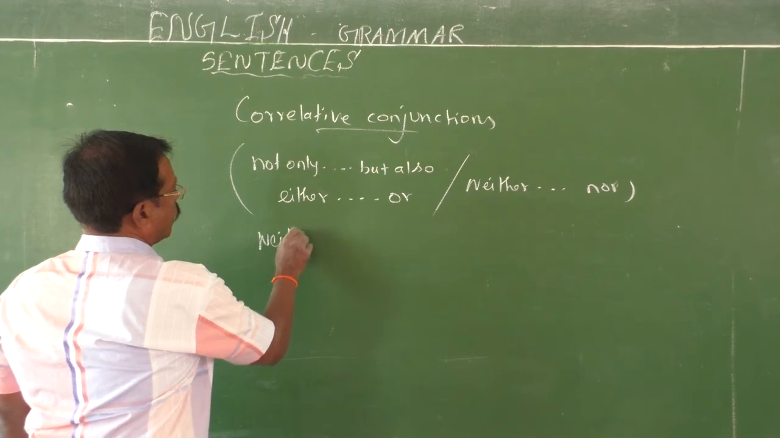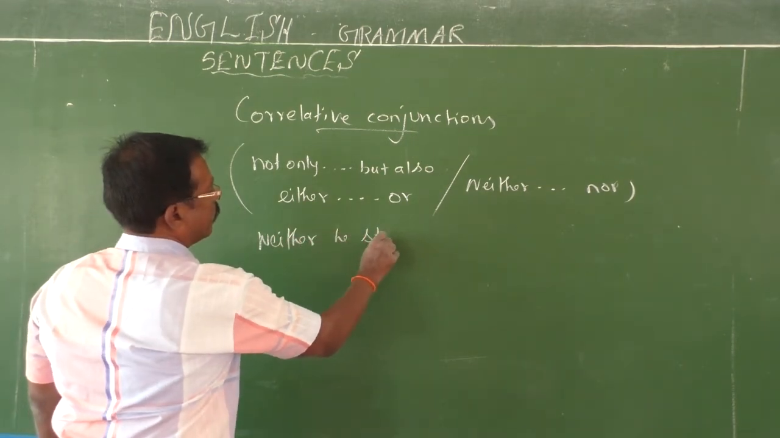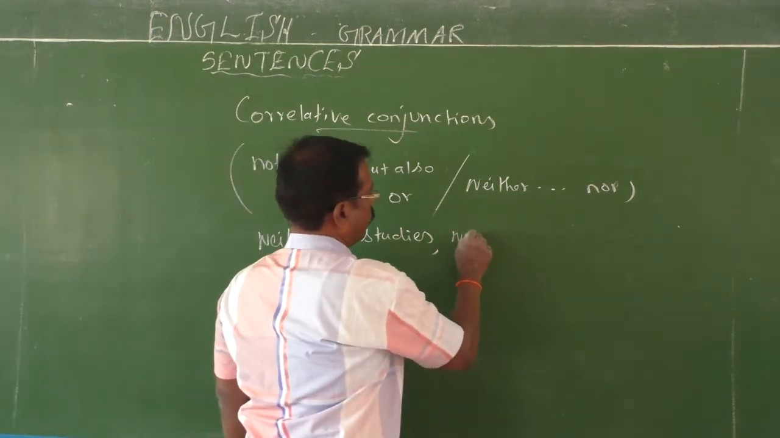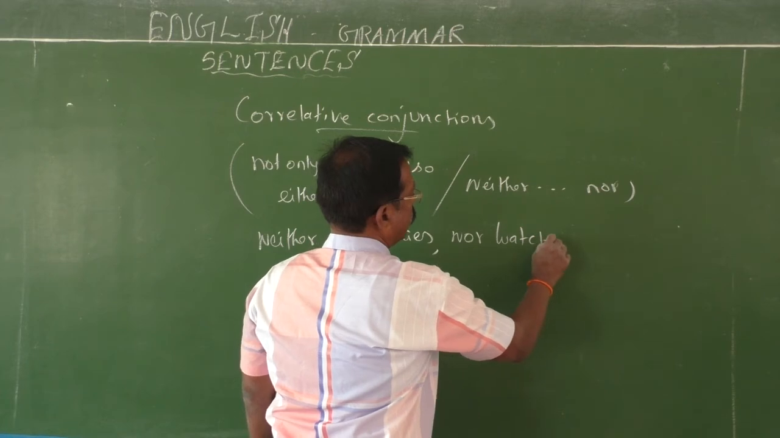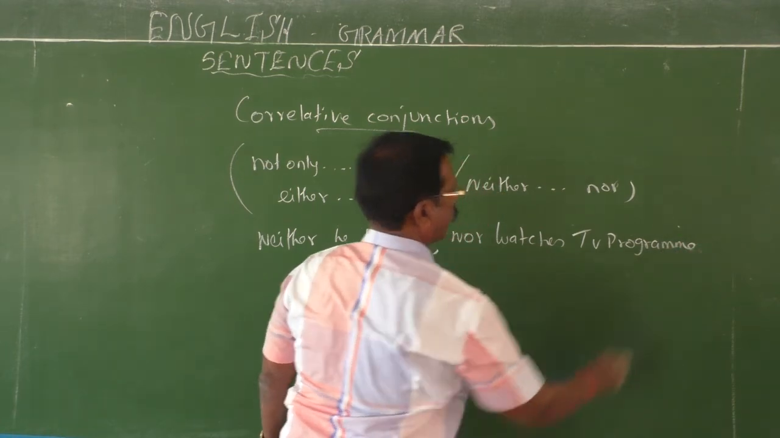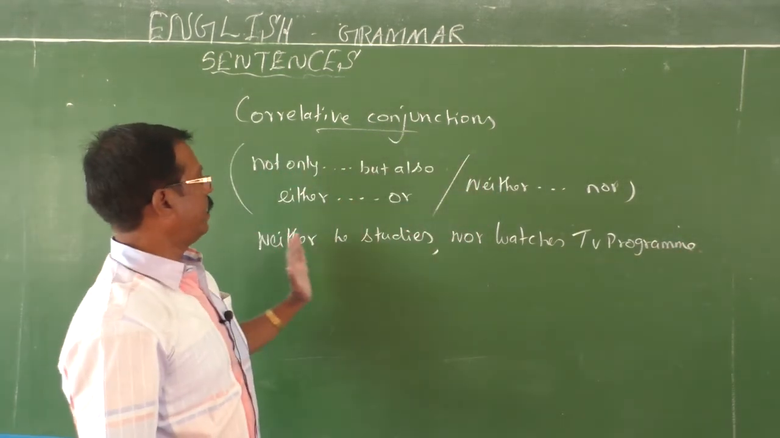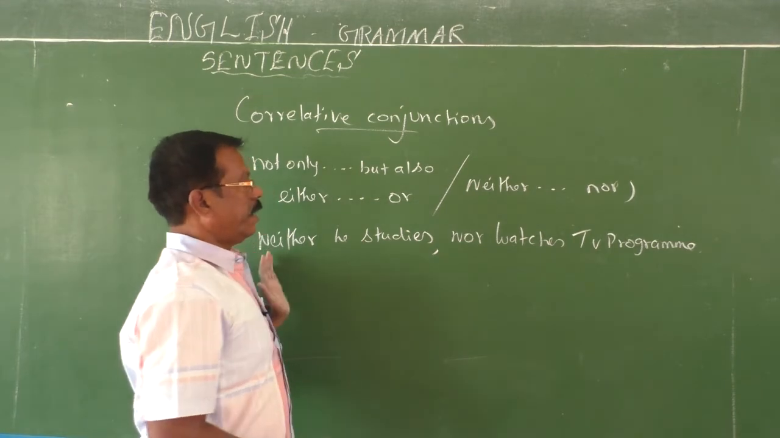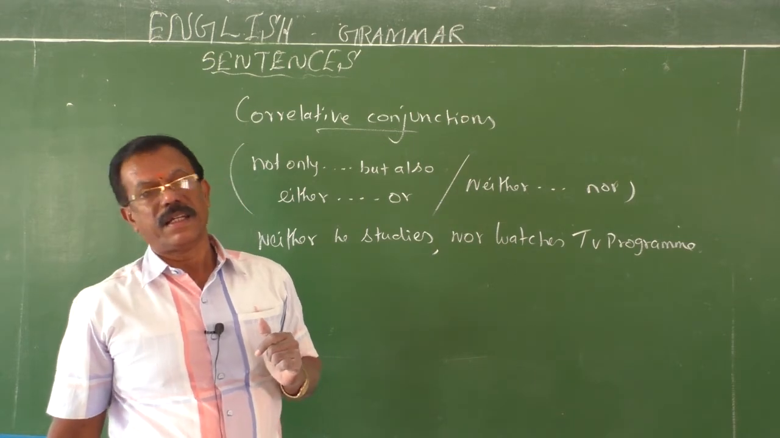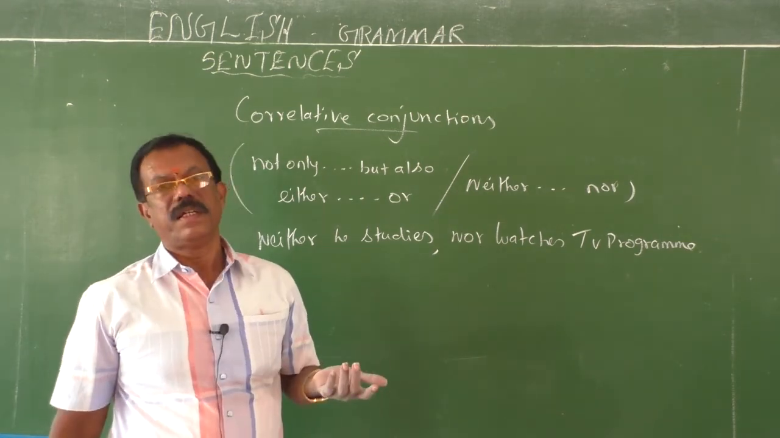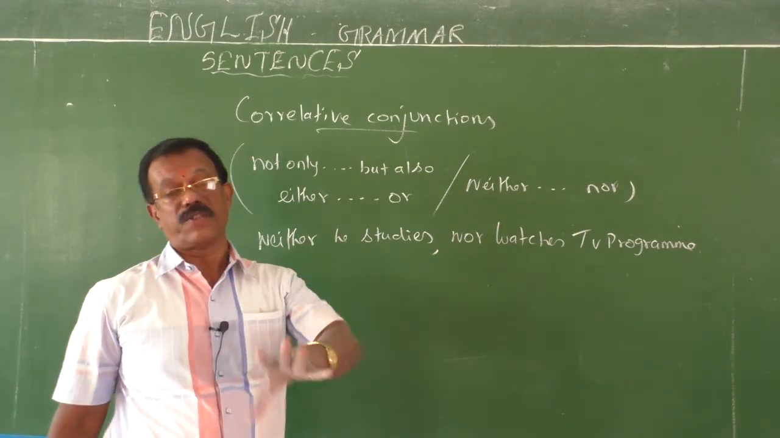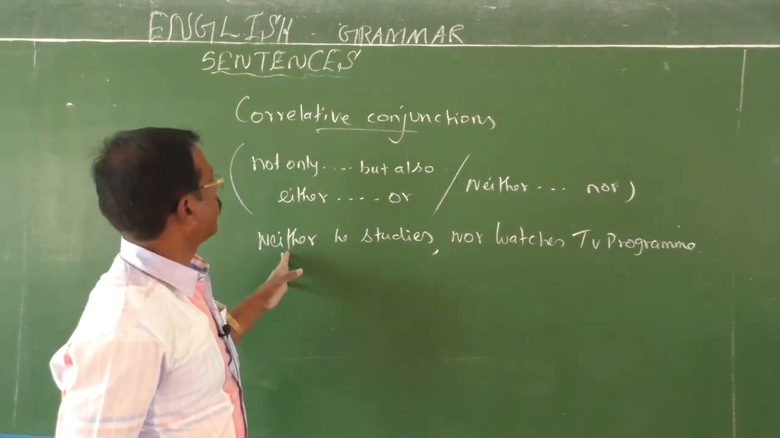See, neither he studies nor watches TV program. So neither nor. Here both are connected. Two main clauses, two main ideas are there. One is studying, another one is watching. We have two finite verbs. They are connected by the correlative conjunction neither nor. All these things should be satisfied. Then only you can call such types of sentences a compound sentence.